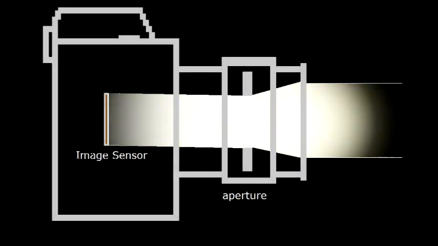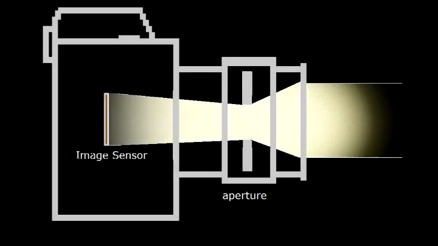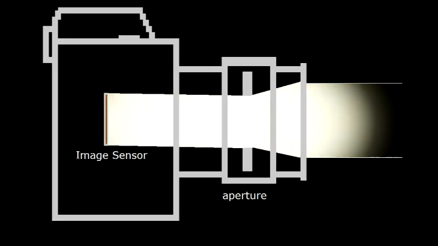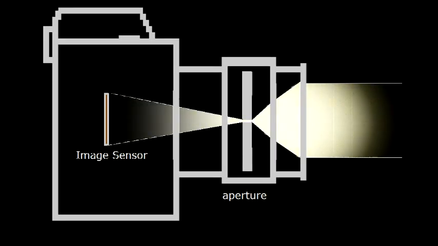The aperture controls how much light moves through your lens and hits the image sensor. A wide open aperture means a lot of light can get through to that sensor, while a small aperture means a lot less light can get through.